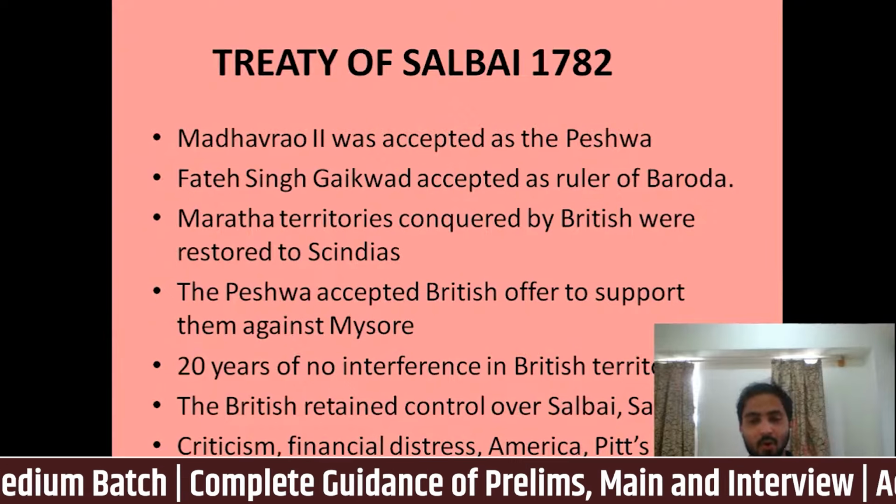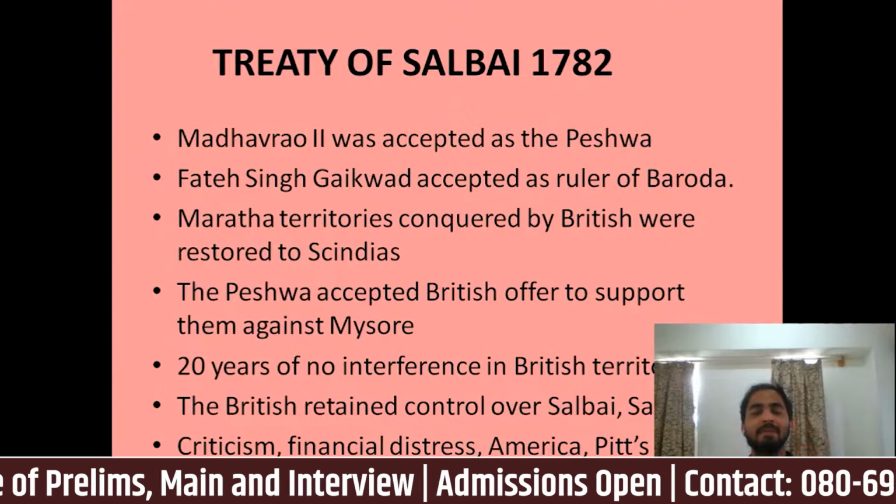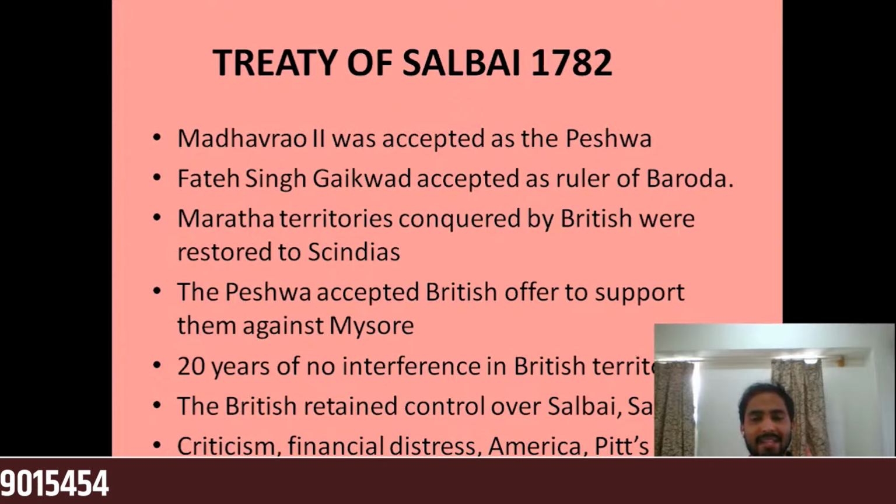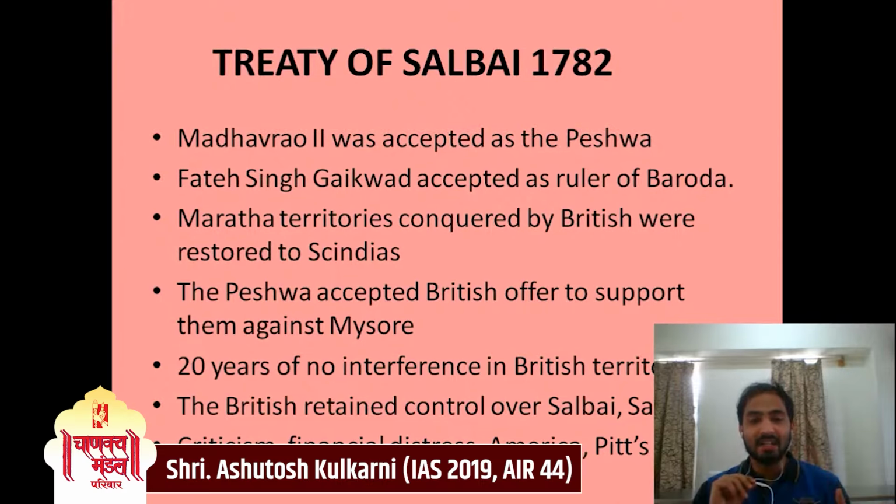But the most problematic thing that the Marathas ended up signing in the Treaty of Salbai was that they accepted that for 20 years there would be no war between the British and the Marathas. The Marathas would not have any kind of military pursuit against the British, and the British would not either. So there were 20 years of peace between the Marathas and the British. It's a big problem because if the major kingdom is not fighting a war with you, this leaves the British the freedom to tackle the smaller kingdoms.